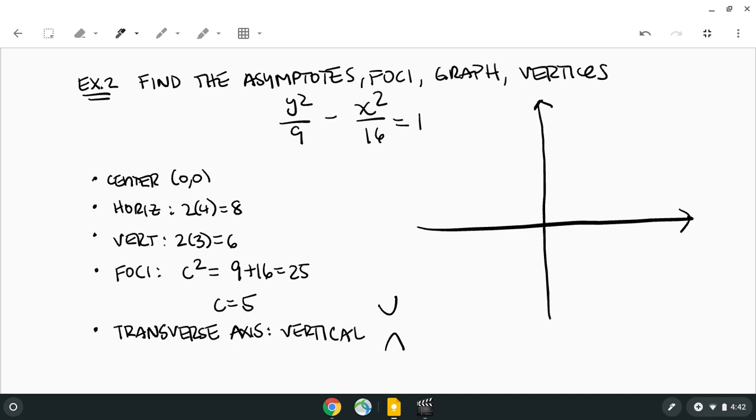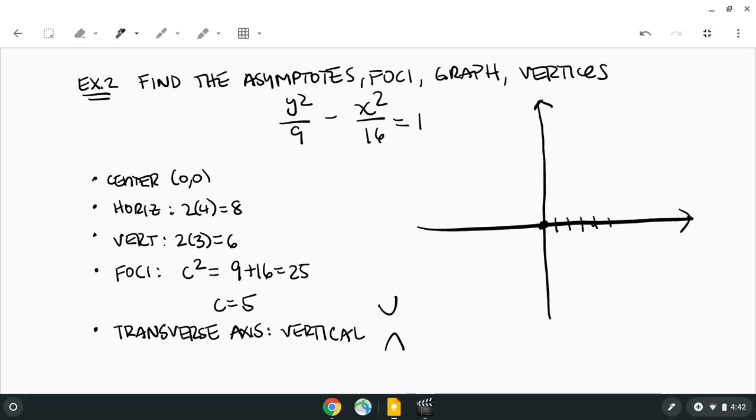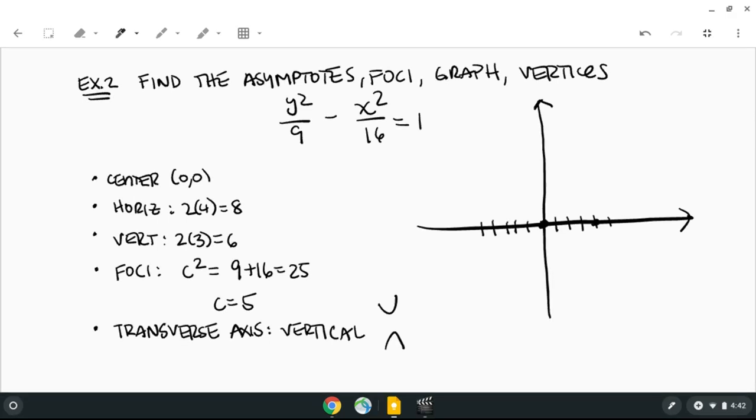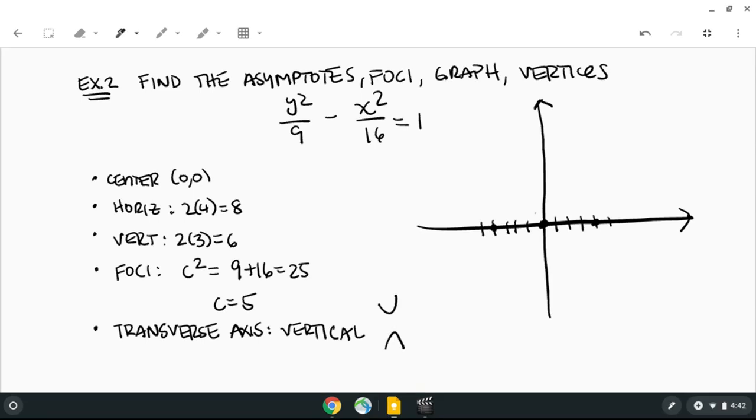Okay, so center at 0, 0, horizontal 8. So 4 each direction: 1, 2, 3, 4. 1, 2, 3, 4. Vertical is 6, so 3 up, 3 down: 1, 2, 3. 1, 2, 3.